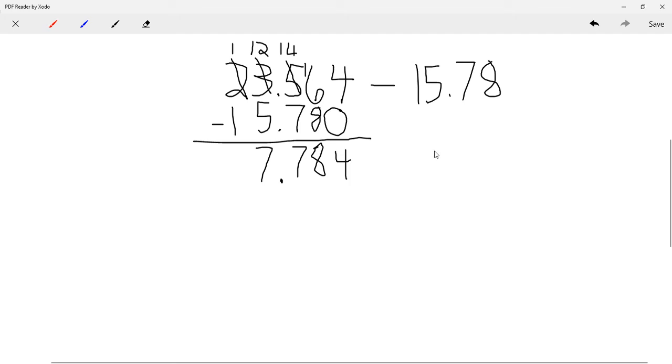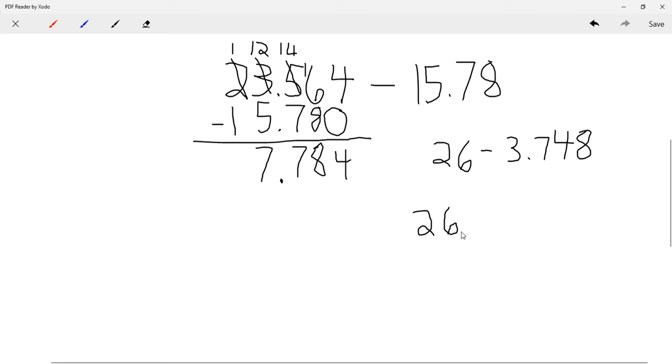Let's just do one more. How about 26 minus 3 and 748 thousandths. So now this gets a little tricky, right? Because we're at 26 and we're subtracting 3 and 748 thousandths.